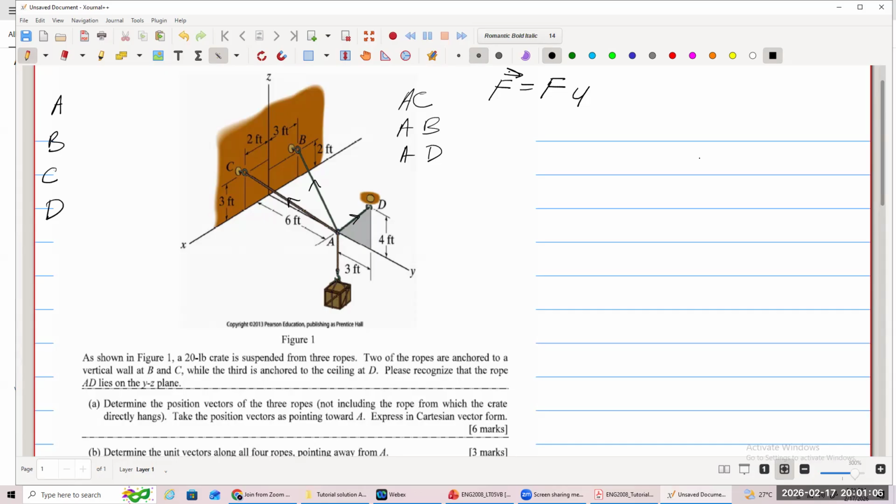So for example, if we write the vector of AC, we must have a unit vector of AC times the scalar value of the force. That's the approach we're using, and we're using that for every line. Because they are in equilibrium at A, we must note that there's equilibrium for each axis. The sum of the forces about the x-axis is equal to 0, the sum of the forces about the y-axis is equal to 0, and the sum of the forces about the z-axis is equal to 0.